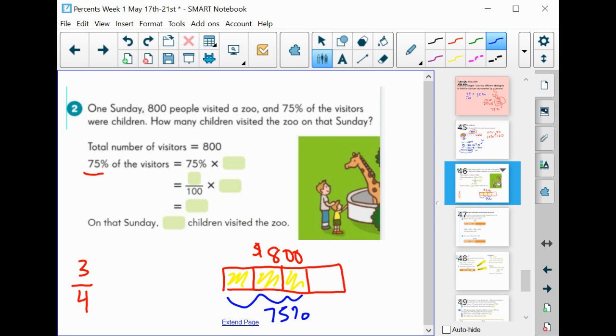Okay, in order to do that, we can do this 2 ways. In 5th grade, you have not learned how to multiply fractions, so I would not recommend this way. We're going to multiply 75 times 800. I'll show you a different way to do this. What we could do is divide 800 into 4 equal groups. So 800 divided by 4 is 200.